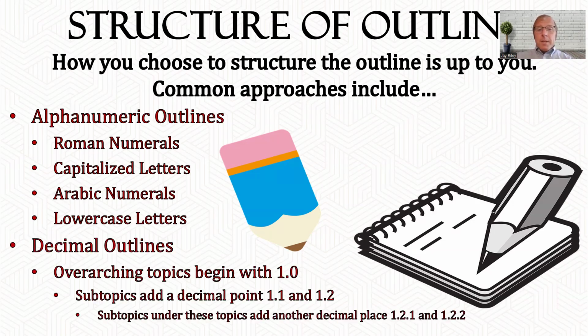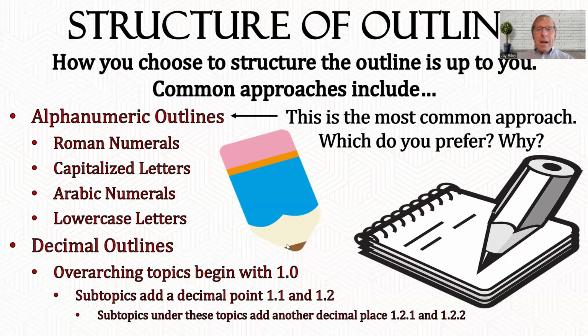And then there are decimal outlines where the overarching topic will start with 1.0, subtopics will add a decimal point, 1.1, 1.2, and subtopics under those, we add another decimal point. This is the most common type, but again, it's whatever works best for you or whatever your professor requires.